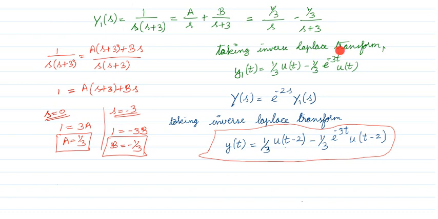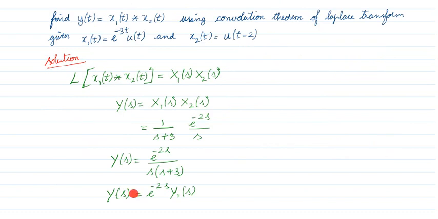Taking the inverse Laplace transform, I will get y1 of t. The inverse Laplace transform converts from the s domain or Laplace domain to the time domain. So 1 by 3 divided by s is 1 by 3 u of t, minus 1 by 3 times 1 by s plus 3, which is e power minus 3t u of t. So this is your y1 of t. From the previous slide, y of s is equal to e power minus 2s into y1 of s. Now we got y1 of t.